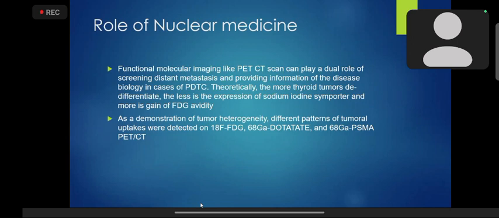Theoretically, the thyroid tumors dedifferentiate, with less expression of the sodium iodide importer and more gain in FDG avidity. Different patterns of tumoral uptake can be seen on FDG, gallium dotatate and gallium PSMA PET CT, but among them the most sensitive is the 18 FDG PET scan.